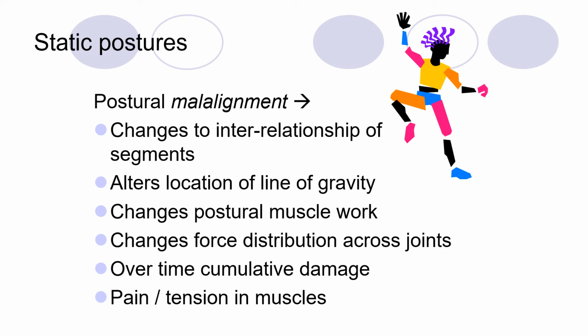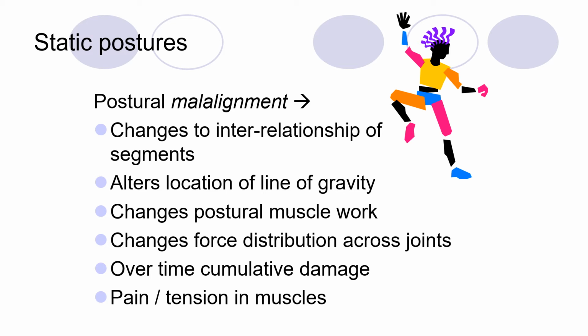What if we have poor posture? What will this mean biomechanically, and how will this present itself in our body? If there is postural malalignment when we are in our static postures, there will be changes in the interrelationship between the body segments. This can be seen in the intersection of the line of gravity with the joints that we have mentioned earlier: the shoulder, hip, knee, and ankle.